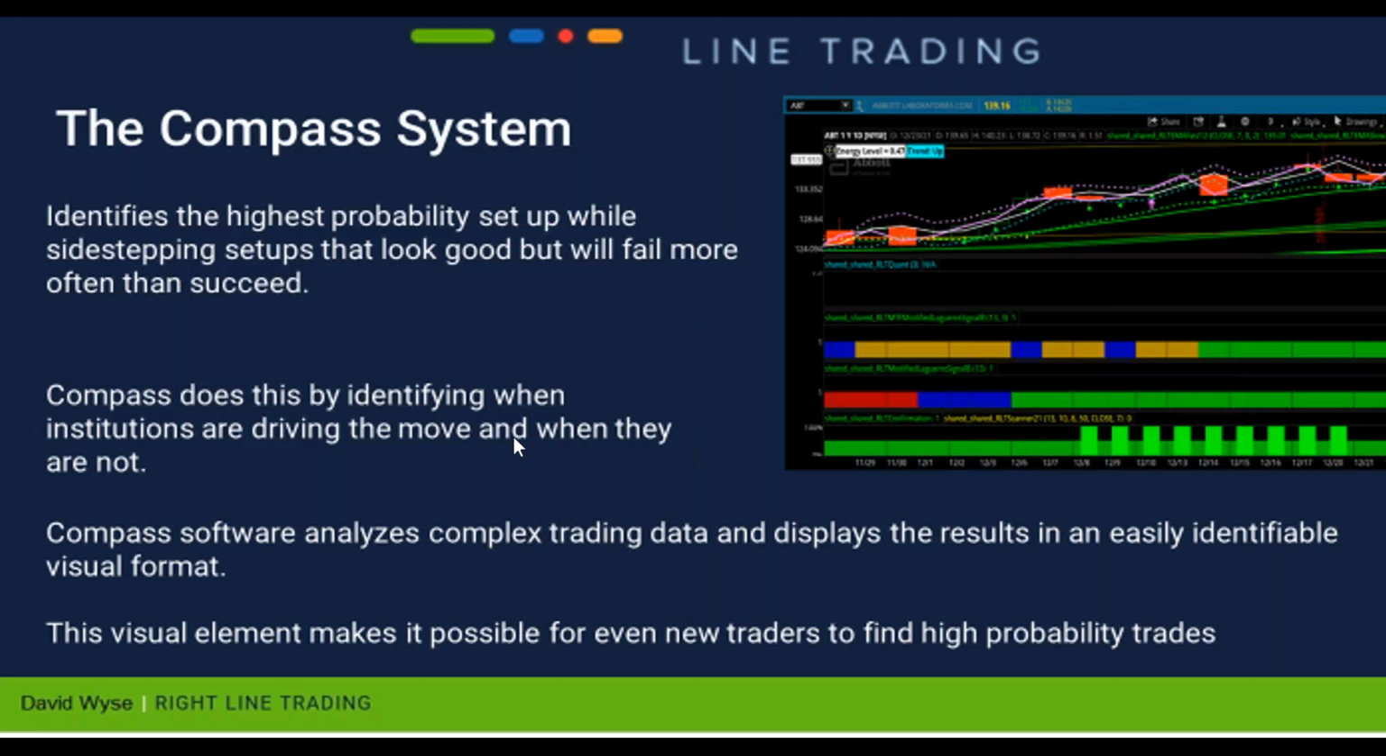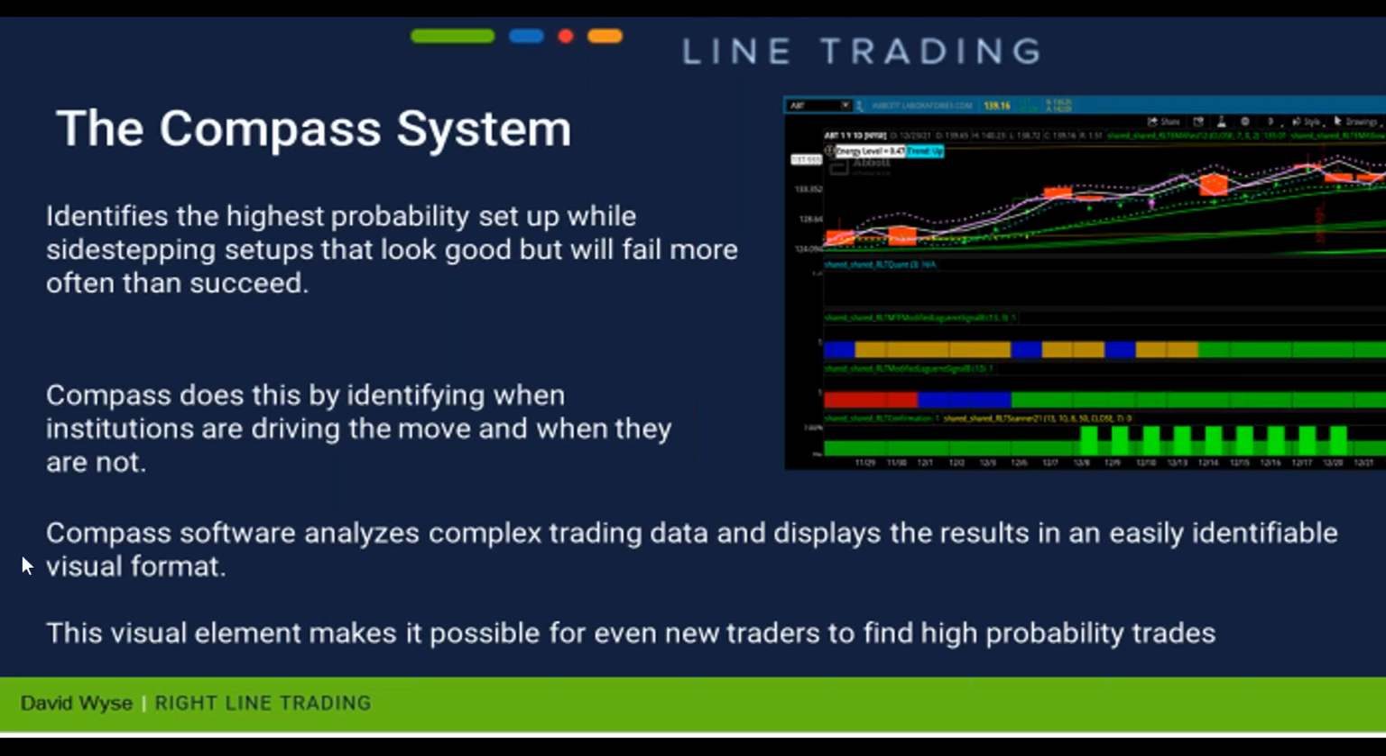Okay, the Compass system I want to talk about here, if you're not familiar with it, is basically a piece of software that runs, in my room, on Thinkorswim. It also can run on Ninja. It is going to identify the highest probability trade setups and let us avoid the ones that look good but will fail more often than they succeed. The Compass system does this by identifying when institutions are driving the move and when they're not. This is what it's for. It analyzes complex trading data and displays the results in an easily identifiable visual format.